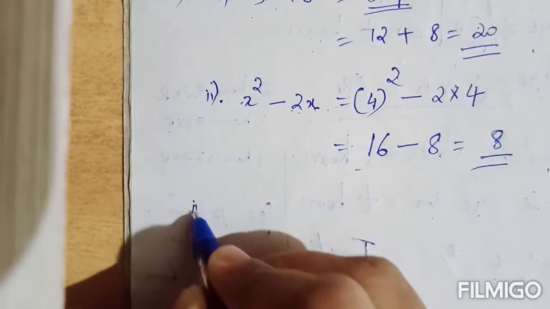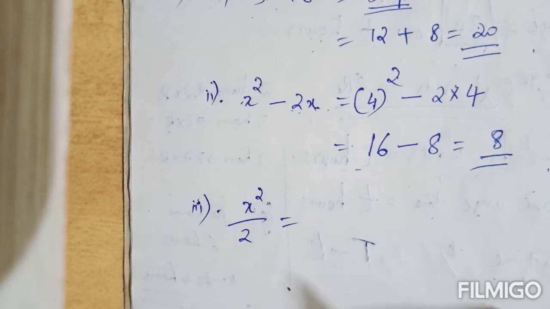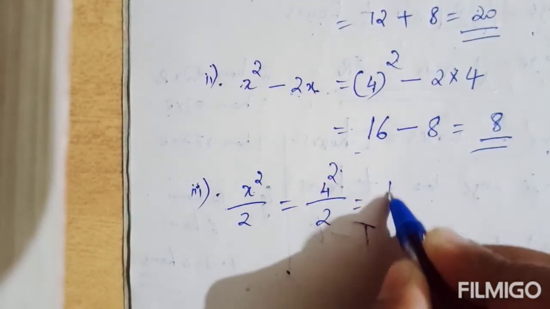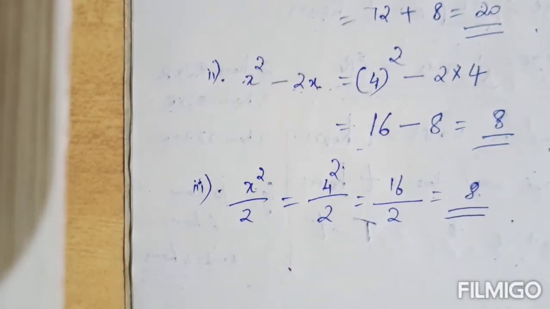Now the third one. X square by 2. So the x value is 4. So 4 square by 2. 4 square is 16, by 2. 8 will be the answer.